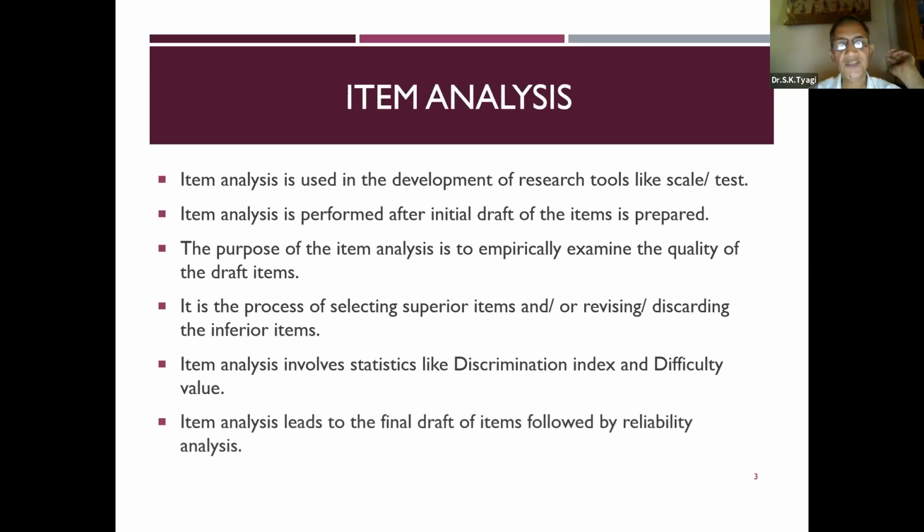Then item analysis leads to the final draft of the items. Once we have made item analysis, we will arrive at the final draft, because items now have been selected, some items have been discarded, some items have been revised. Now we are up with the final version, say consisting of 40, 41, 42 items. Now is the stage to find the reliability coefficient: split half reliability, test retest reliability, or Cronbach alpha reliability.